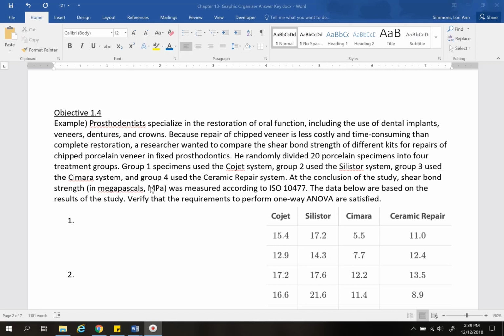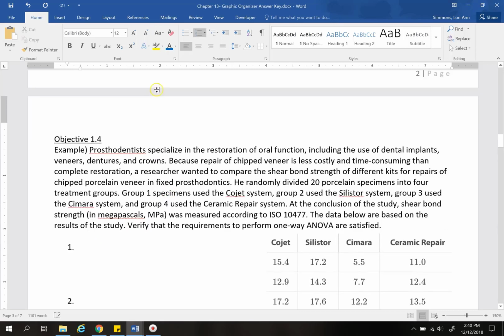Group 1 specimens used the Courgette system. Group 2 used the Sillistor system. Group 3 used the Sirma system. And Group 4 used the ceramic repair system. At the conclusion of the study, shear bond strength in megapascals was measured according to ISO 10477. The data below are based on the results of the study. Verify that the requirements to perform one-way ANOVA are satisfied. So the first one was, are they random?